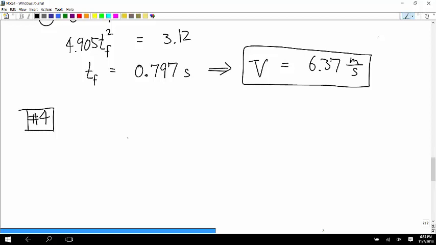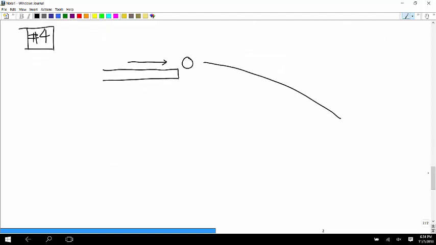Okay, so for 4, a ball rolls off the edge of a table. And it lands at a known spot. There's not really any reason that I have to draw the cup there. I think I probably just figured out how to do that in Word or something. And its starting speed is 10 meters per second. And the height is 1 meter. And we want to calculate this horizontal distance that it travels.